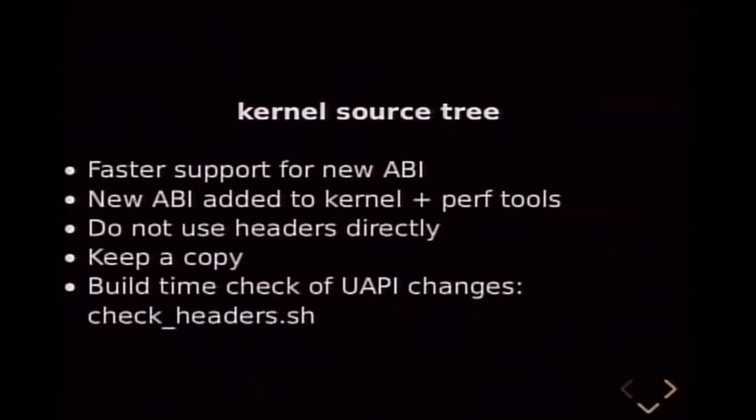But being in the kernel source tree allows us to experiment with some other stuff. We started trying to use kernel headers directly to build the tools, because the data structures were there, so when they change, we get it. But then at some point, it was breaking the build, and we were putting an undue burden on the kernel developers. So we decided to keep a copy, and then we check when we are building the perf tools if this copy drifted.